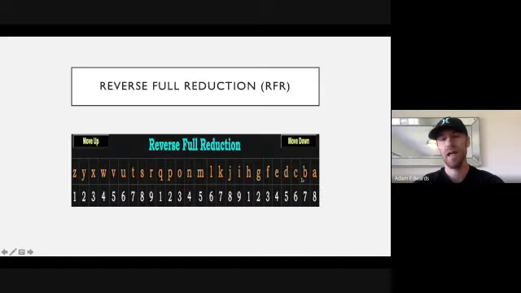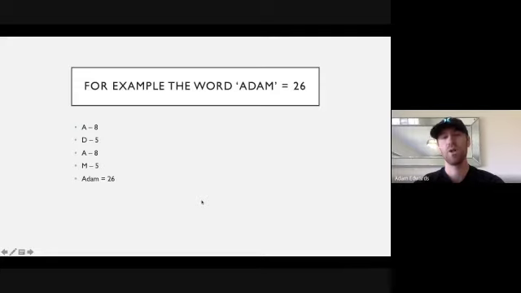A equals 8, D equals 5, A equals 8, and then M equals 5. So we've got the 4 main ciphers there. By the way, there's multiple other ciphers, but these are the 4 main ones. These are the 4 ciphers that I use to decode scripted sports, scripted elections, decode why certain celebrities die on certain dates, maybe even predict when they're going to die.